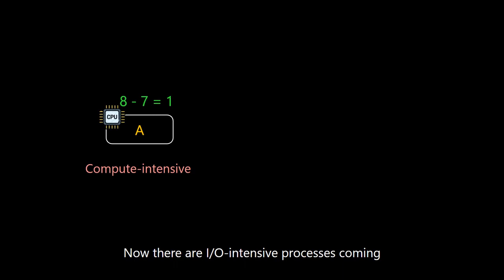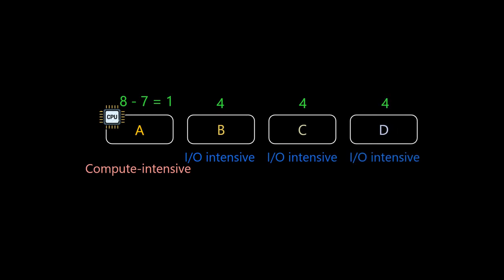minute left. Now there are I/O intensive processes coming one after another. Although it is shorter than the total time of a computationally intensive process, isn't it more reasonable to compare the remaining time? In this way, the algorithm is updated to give priority to the shortest remaining time.